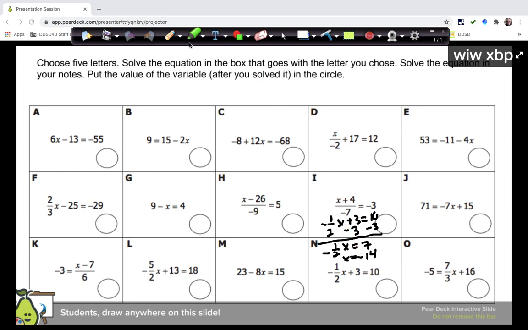So if you're watching this, you found out about one of the errors, one of the mistakes. So here's how we check it. Here is exactly what we do. We put it in right there for that x. So let's try it. Negative 1/2 times negative 14 plus 3 should equal 10. Negative 1/2, negative times negative is positive. Half of 14 is 7. 7 plus 3 is 10. So the answer should be negative.